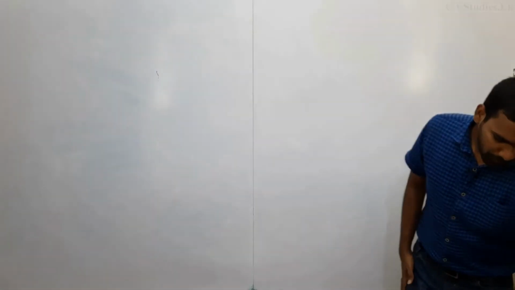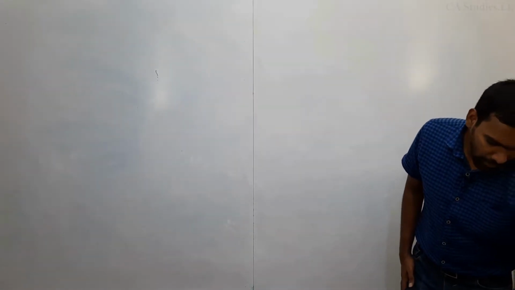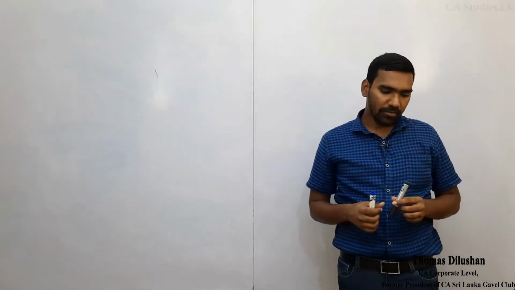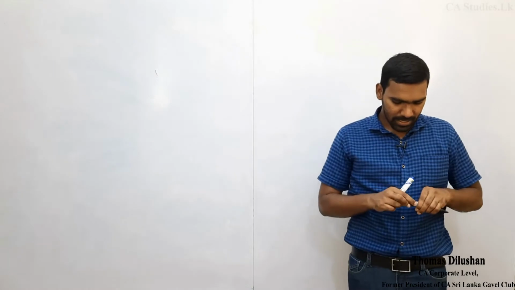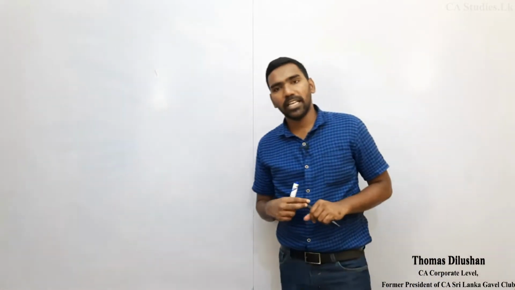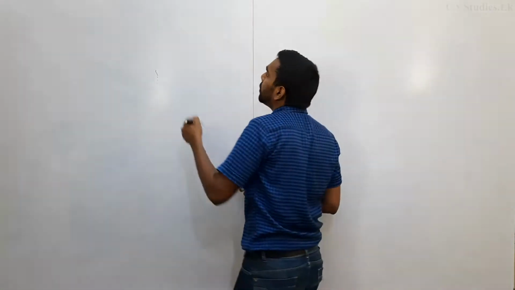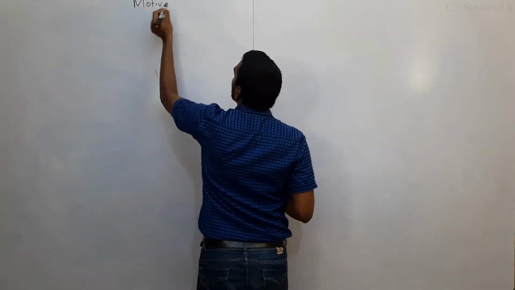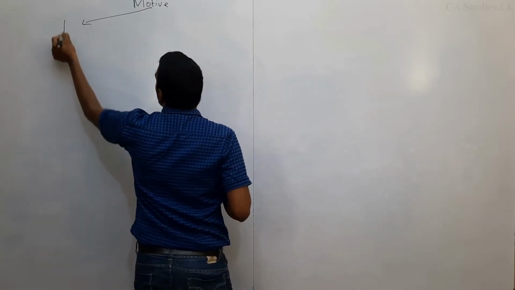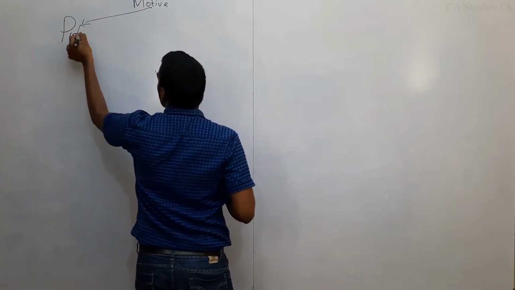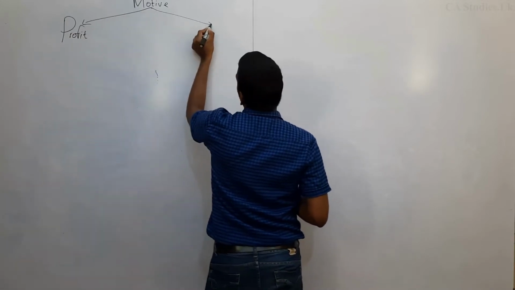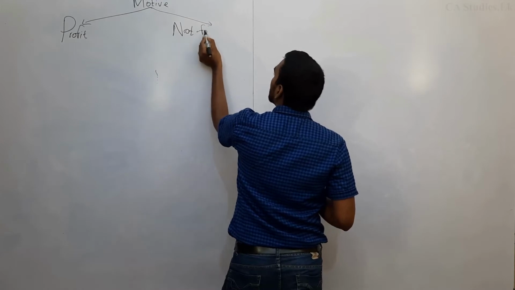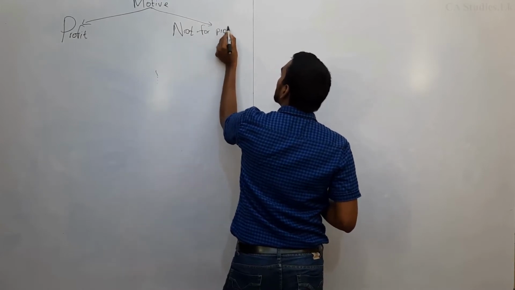So now we know what an organization is. Now we are going to see what are the different types of organization. Right? There are two different types of organizations when it comes to the motive of the organization. So that is profit making and the opposite, not for profit. Right?